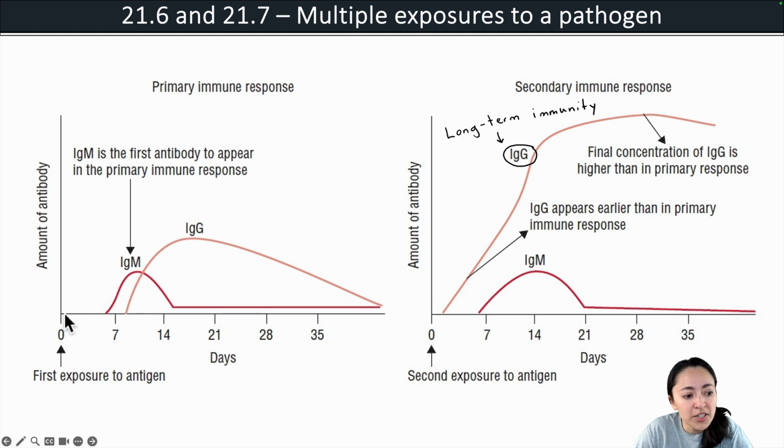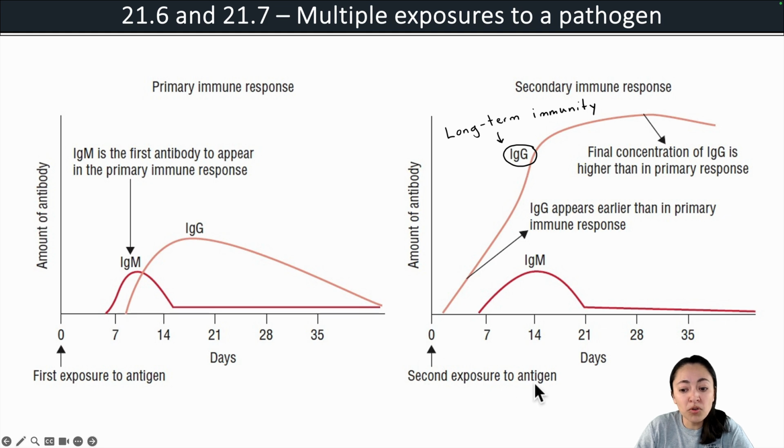So the first time you're actually exposed to an antigen, it takes several days, almost up to a week, before your body starts producing antibodies that can help your immune system recognize that antigen. It also takes a while, and the level of antibodies is not that great. You can see the level of antibodies increases, but then it will decrease over time.